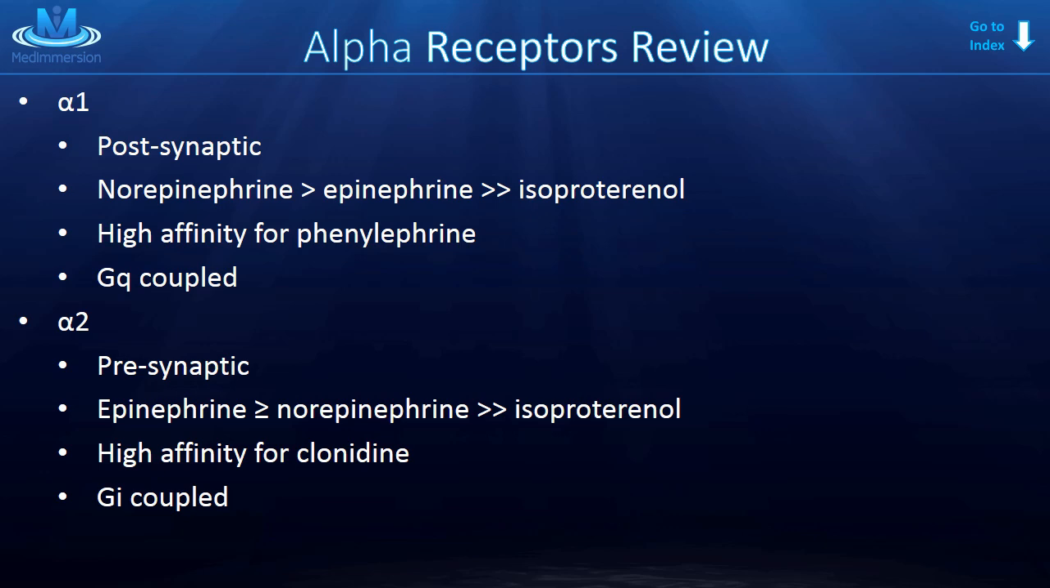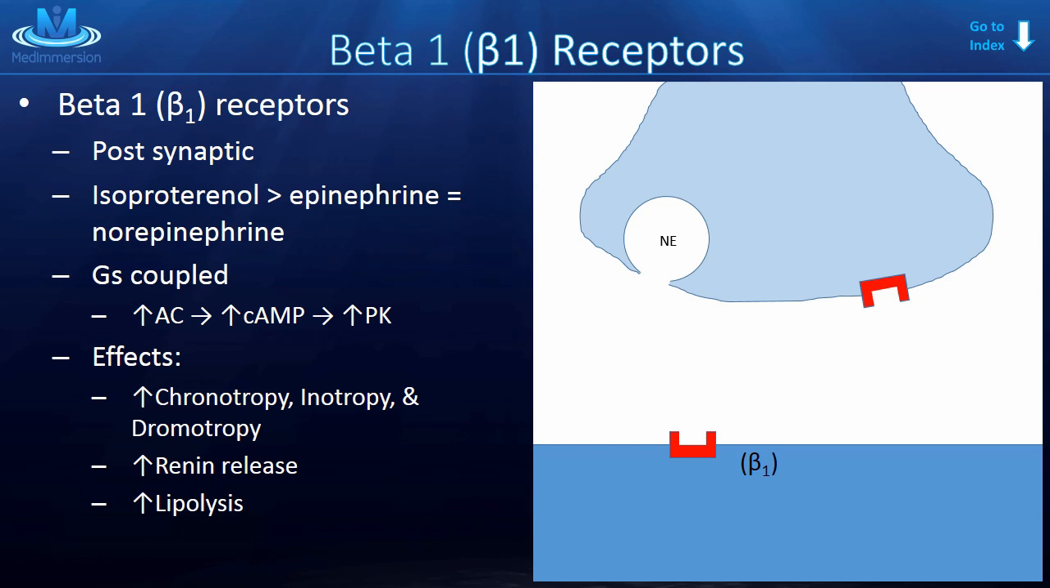Alright, let's move into the betas. First off, beta-1. Beta-1 receptors are postsynaptic. They are very sensitive to isoproterenol. Okay, the underdog has now become the champion. More so to isoproterenol than to epinephrine and norepinephrine. Beta-1 receptors are GS protein coupled, and you'll remember that this is opposite of GI. So it increases the activity of adenylate cyclase, thus increasing the production of cyclic AMP and increasing the activation of cyclic AMP dependent protein kinase.